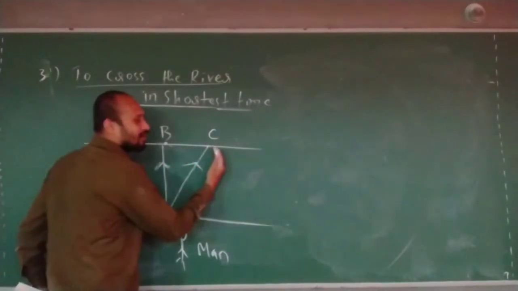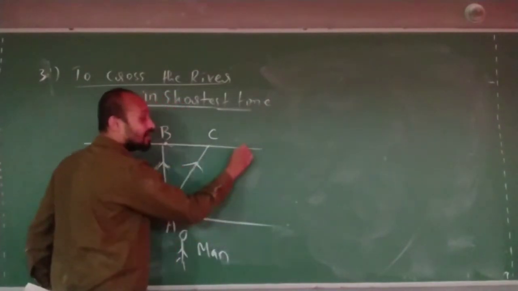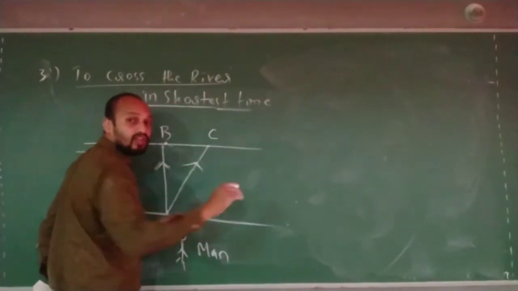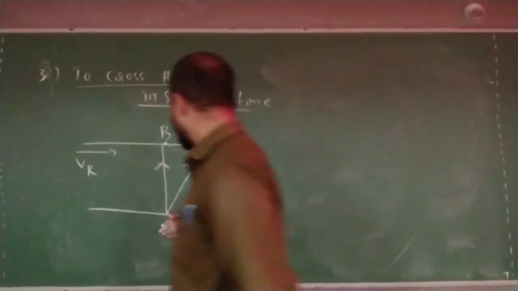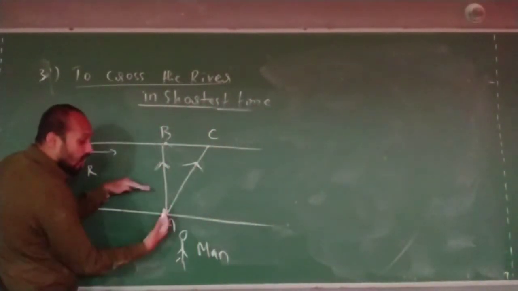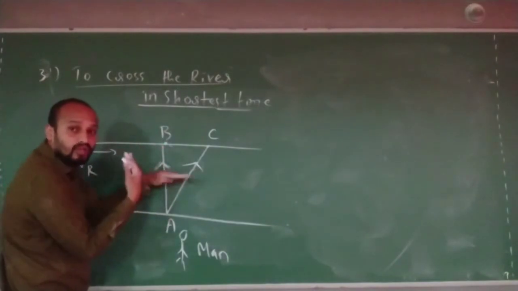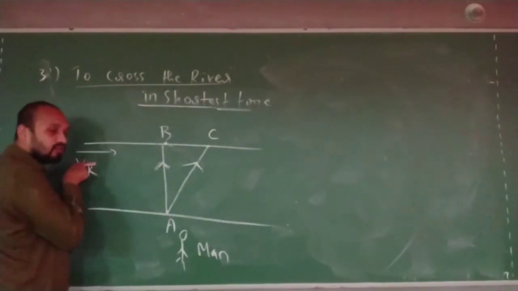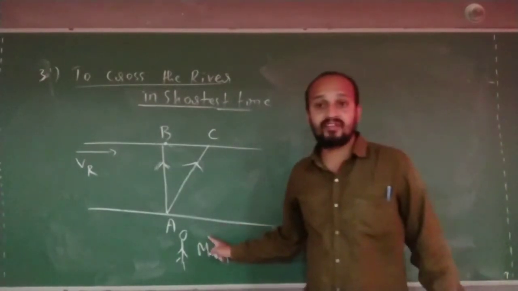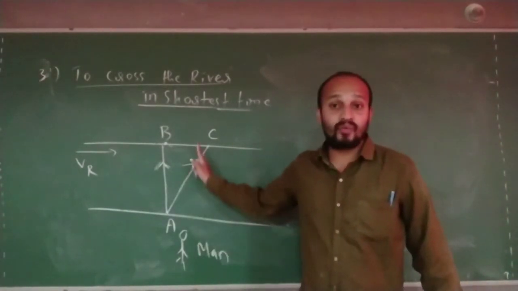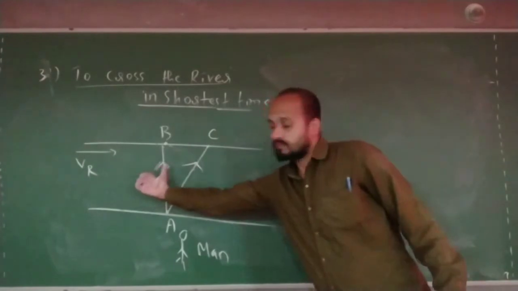Of course, the river may push you somewhere here, but you are going to reach that side bank of the river with the shortest time. This is the trick. What is the trick? Your velocity with respect to the river must be perpendicular to the velocity of the river. The velocity of a person or a man with respect to the river must be perpendicular.